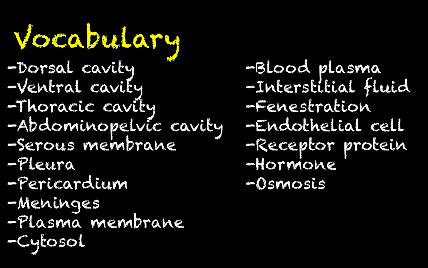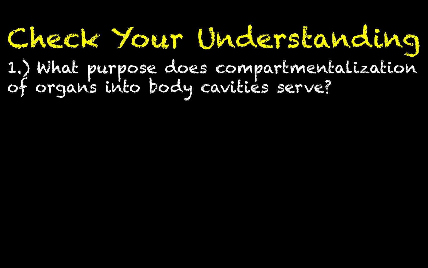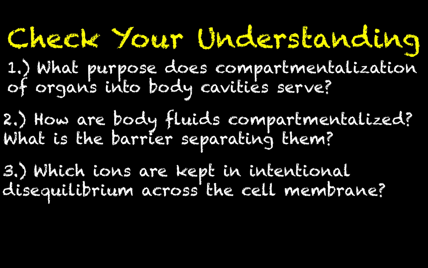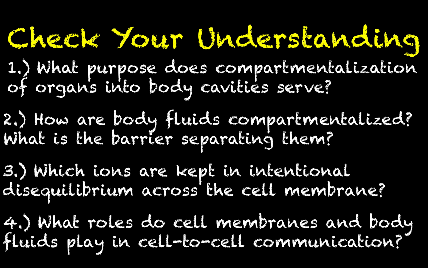Here is a list of vocabulary terms I think you ought to look into or know after this video, and then some check your understanding questions just to kind of assess your learning so far. What purpose does compartmentalization of organs into body cavities serve? How are body fluids compartmentalized, and what is the barrier separating them? Which ions are kept in intentional disequilibrium across the cell membrane? And what roles do cell membranes and body fluids play in cell-to-cell communication?